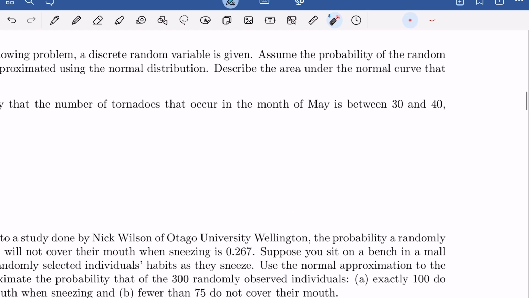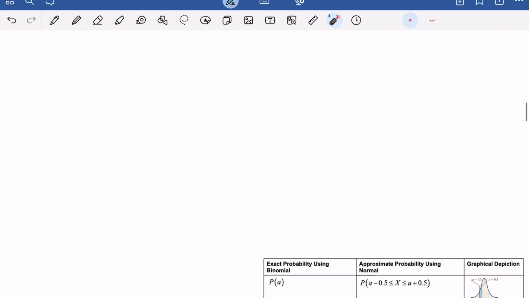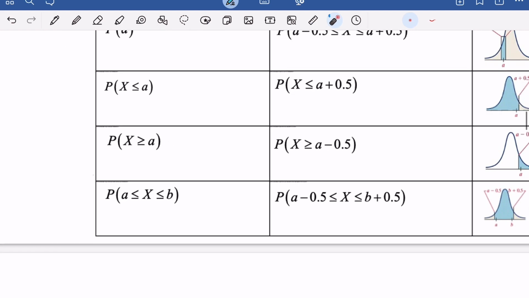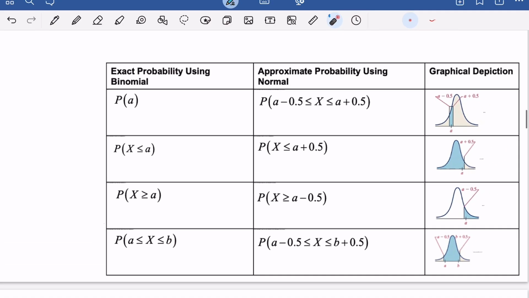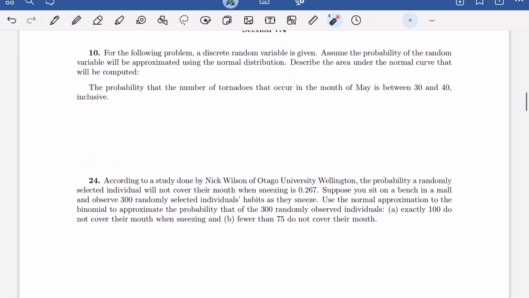Now, going back to this example, we want to find the probability that the number of tornadoes that occur in the month of May is between 30 and 40. So we're looking at this last case here, the probability that the number lies between 30 and 40. So A is 30 in this case and B is 40. So in order to approximate that using the normal approximation, we are going to be using this guy. So we want to find the area under the normal curve in this region. So we're going to subtract 0.5 from our A value, which was 30, and then add 0.5 to our B value, which is 40. So let's write that up here.